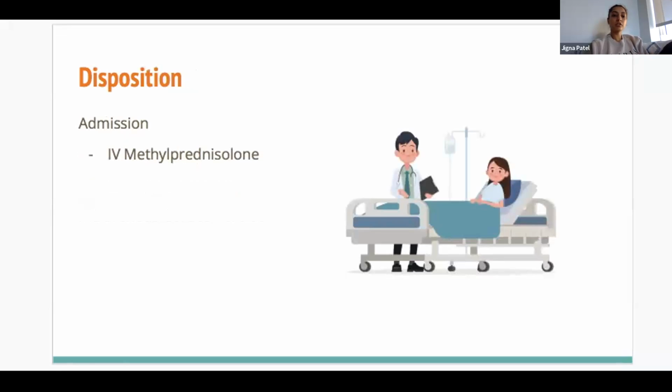So the disposition for these patients: if they have findings of optic neuritis, these patients should be admitted for IV steroids. They're going to need IV steroids for weeks, which can be given at home, but they do need to initially be started in the hospital. They would need to be admitted at least to get home health aid and everything set up so they can continue to receive this treatment over the span of weeks.